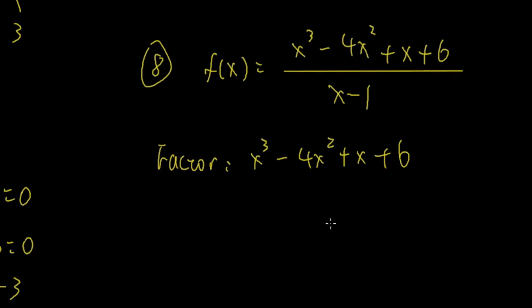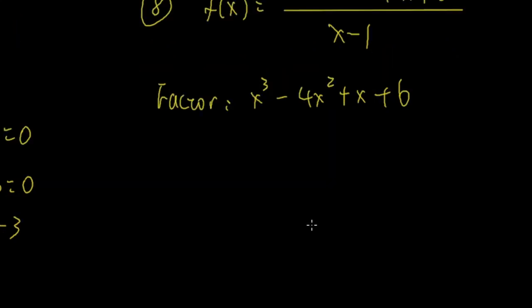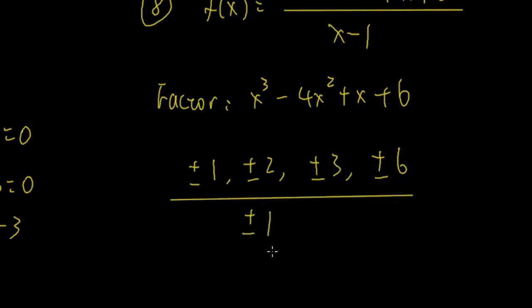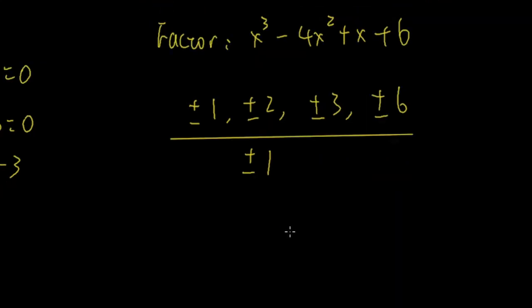Now we need to find the divisors of 6, which will be plus or minus 1, plus or minus 2, plus or minus 3, plus or minus 6, divided by the divisors of 1, which will be plus or minus 1. So in this case, let's try x equal to -1 and see if we can make this equal to 0. If it does, then x plus 1 will be a root. Okay, let's try that.